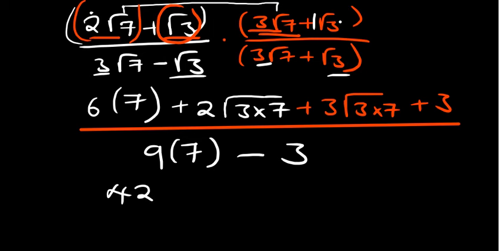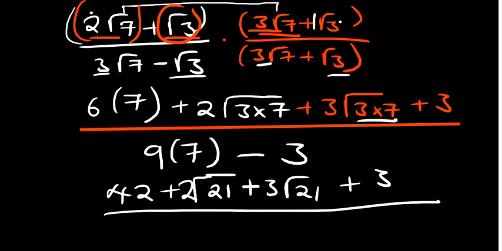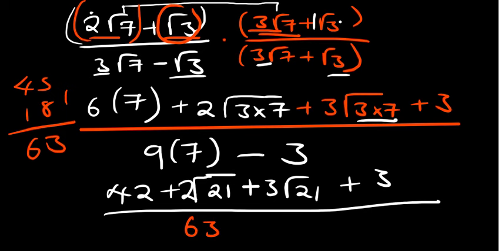3 by 7 in the brackets is what? Root of 21. Even there it's going to be a 21 plus what? 3. 9 multiplied by 7 is what? We know 9 by 5 is 45. So plus 18, 63. So we have 63 minus 3.